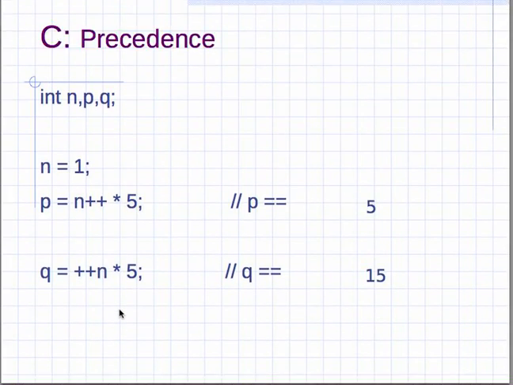Okay, so those are the answers. If you were to print out p after you compute this value, you should see p is equal to 5. Print out q, you should see q is equal to 15. Make sure that this makes sense, definitely, before you go any further.